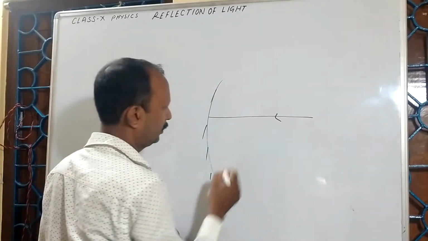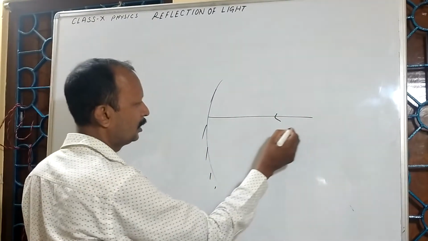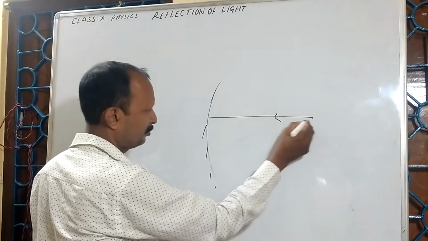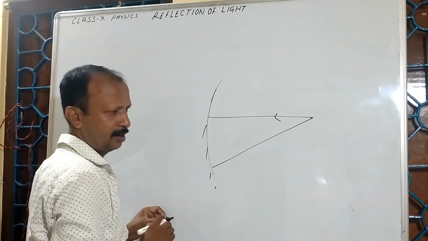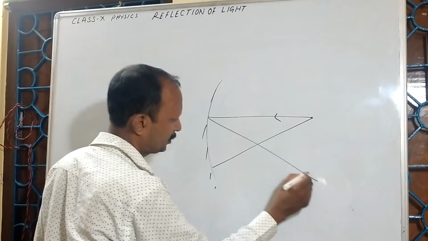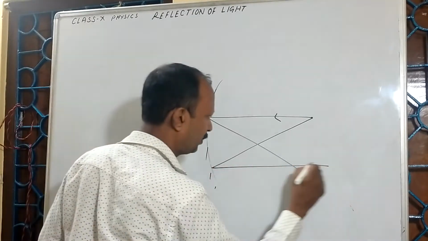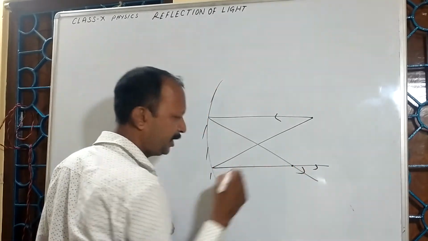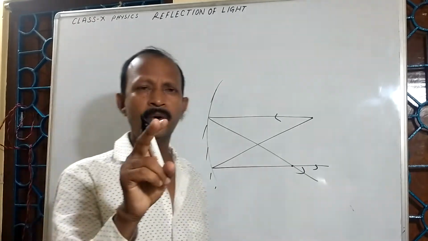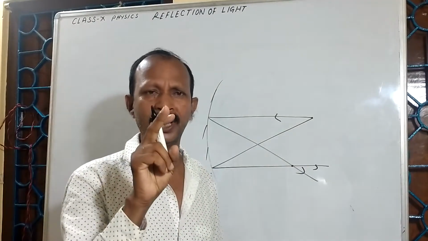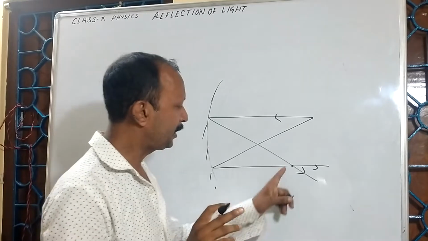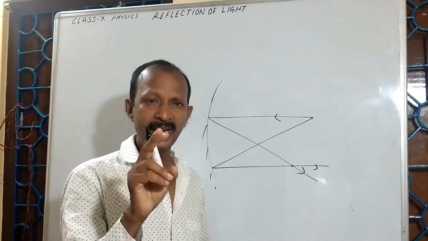This is one light ray coming from this object. One more light ray coming from this object. For example, this is reflecting like this. This is reflecting like this. So they are meeting at a point. So when at least two reflected light rays meet at a point, it makes an image.